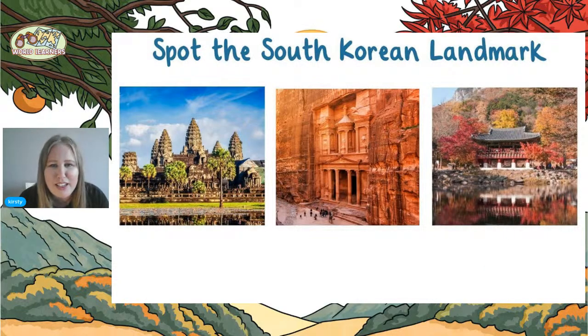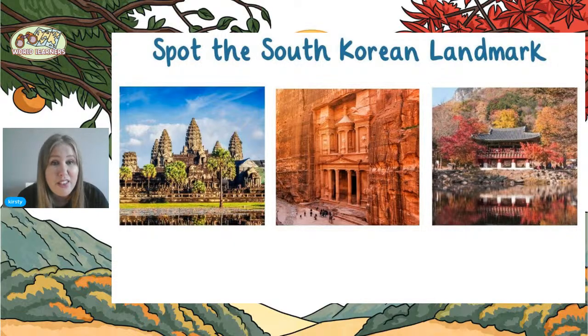Have a look at these. Which one do you think is the South Korean landmark? Oh yeah, a couple of people agreeing with me. Quite often it's the roof that gives us a clue. So that might help you this time, Alyssa. What do you reckon? Is it 1, 2, or 3? We're all in agreement that it's number 3.